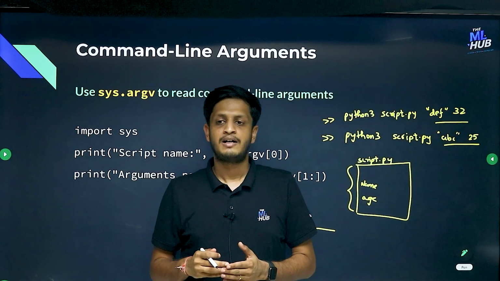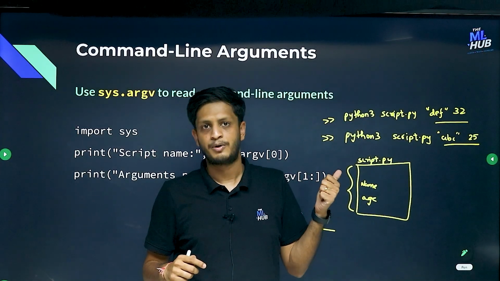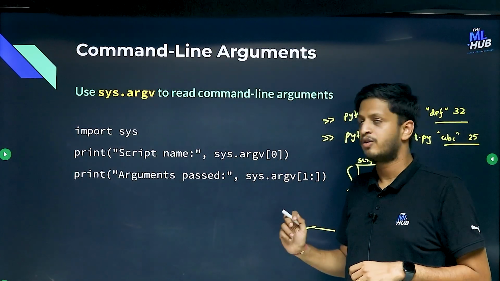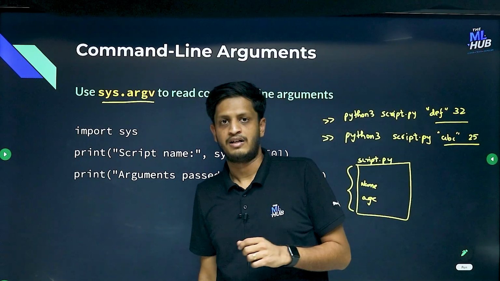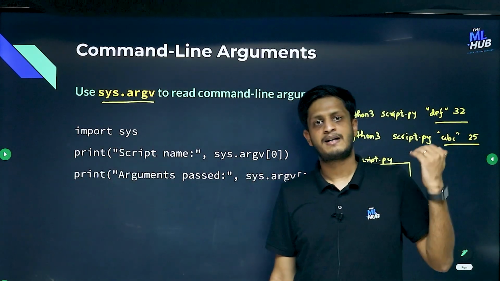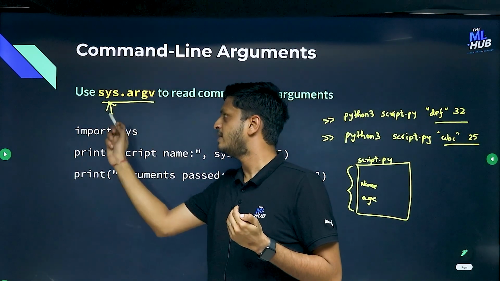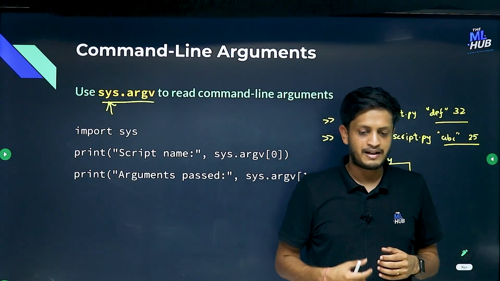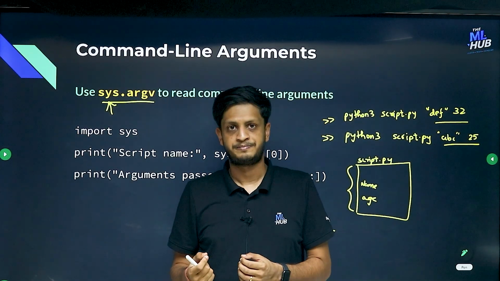You are not writing the input through the console, but while running, you are passing this input. So these are called command line arguments, and you can use the sys.argv function to get these command line inputs. So sys is a library, the system library. This library contains all the useful functions which are closely related to the operating system.